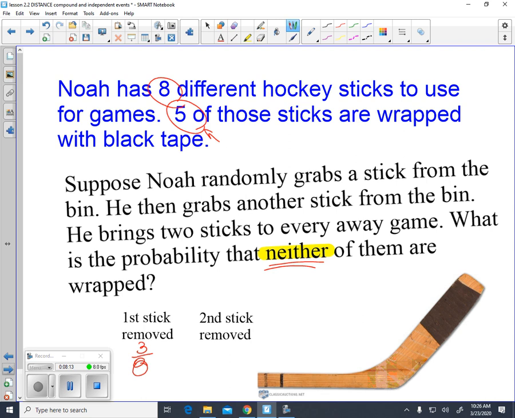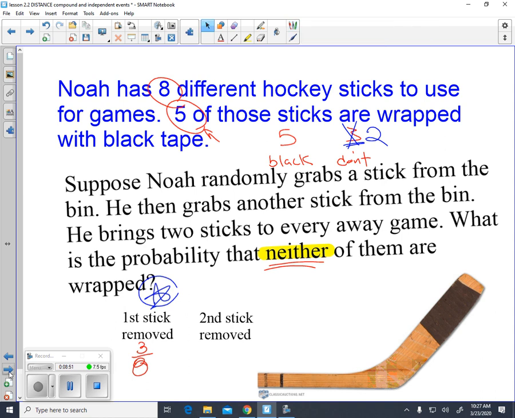Okay, now, second stick. What's the probability that that second stick is not wrapped in black tape? Let's go back. 5 of these have black tape on them, right? And 3 of them don't have tape. And the first stick that he grabbed, we're supposed to assume did not have tape, he grabbed one of these 3, and removed it. So now there's only 2 left, right? So the probability that the second stick also does not have tape is dependent on knowing that the first one came from this group of 3. So it's kind of a dependent situation, but anyway. So out of the 7 sticks left, how many don't have black tape on them? Well, it'd be 2 out of 7.